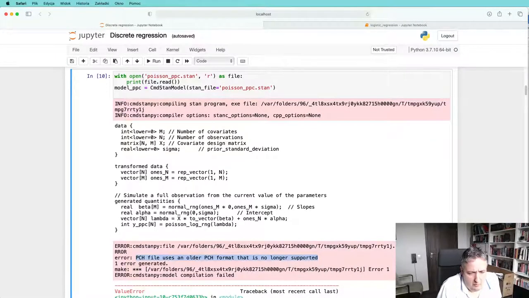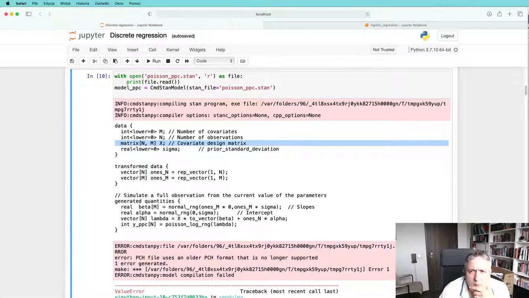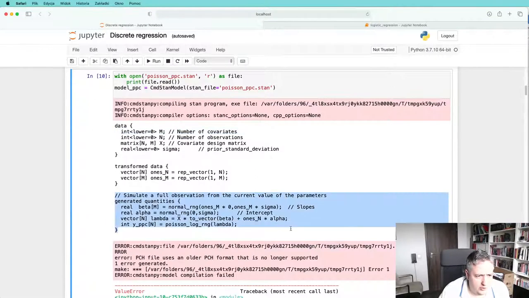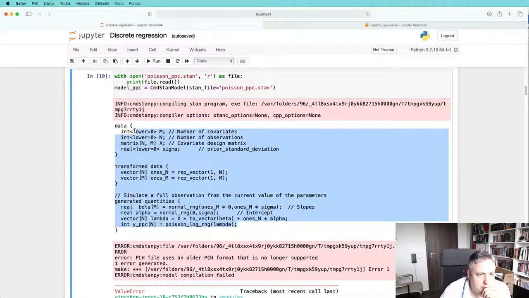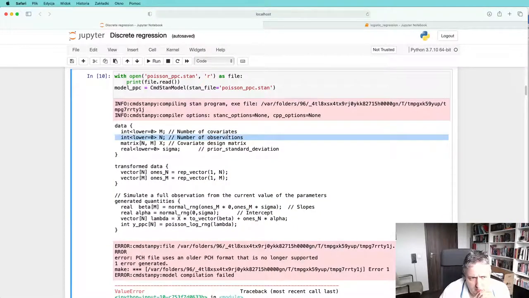Either way, what is our model? Our model is a Poisson regression model. Something with Xcode is not working, so it's a Mac issue. What we have here, we want to simulate full observations from the current values of parameters. We won't have parameters by itself. We'll just be providing our model with covariates and observations.